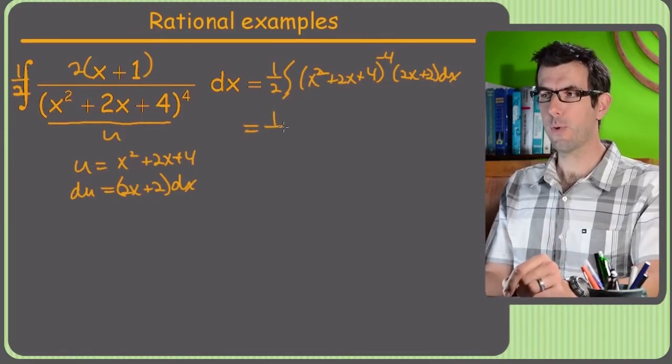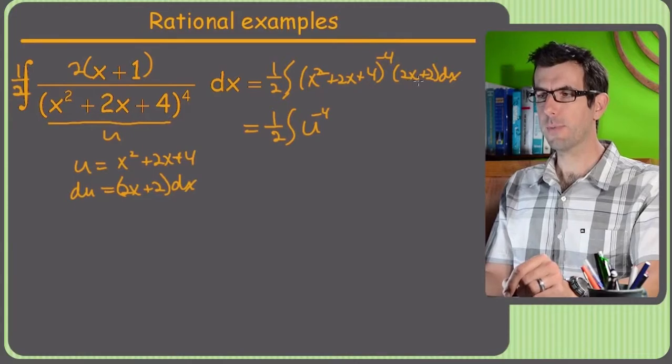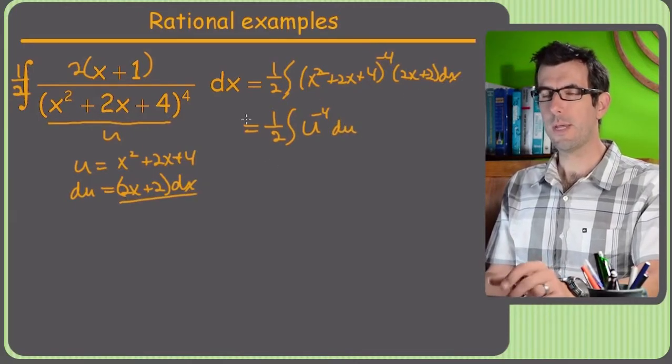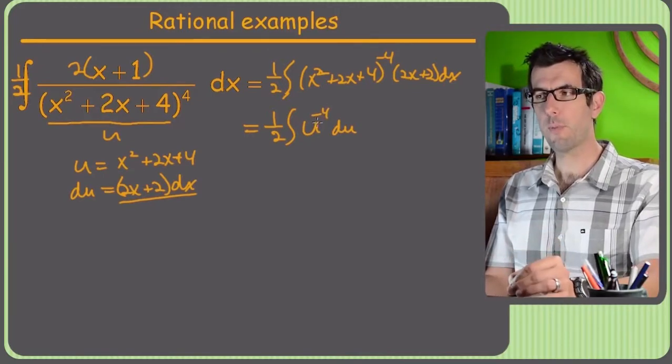We'll rewrite it as 1/2, and then we'll replace this (x squared plus 2x plus 4) to the negative 4 with an actual u to the negative 4. And then all that (2x plus 2) dx stuff is just our du. So now it looks real pretty. It looks just like the integral formula, which has u's in it.